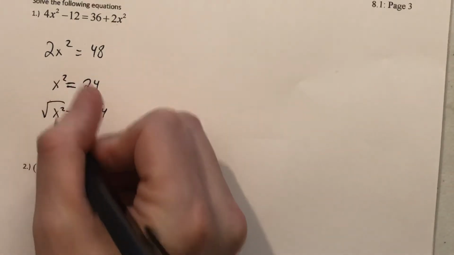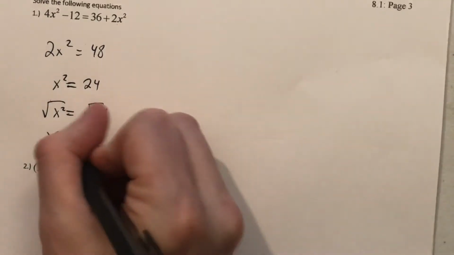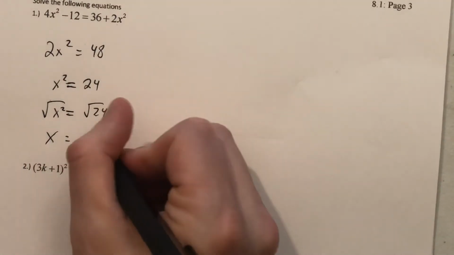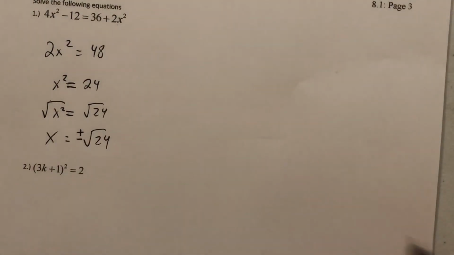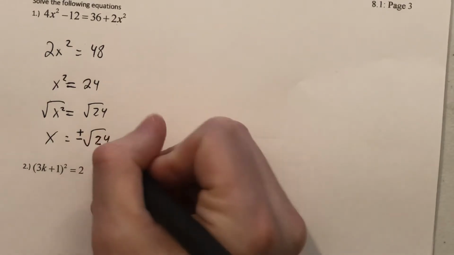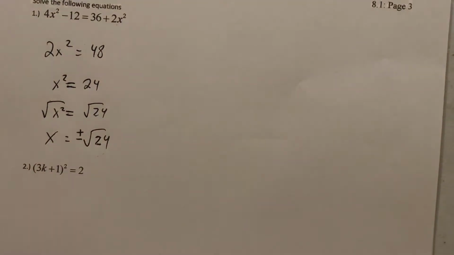The square root of x squared will give us just x. Now, here is the square root of 24. I'll go ahead and write that. But we need to make sure we remember plus or minus. And we need to also remember that anytime you have a radical, you want to simplify it.